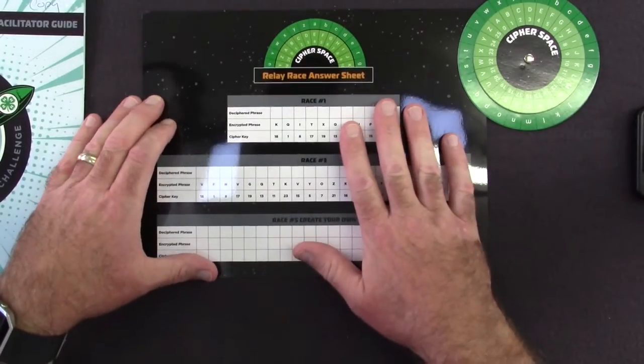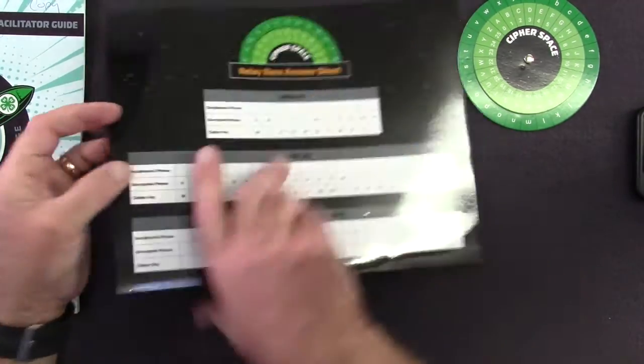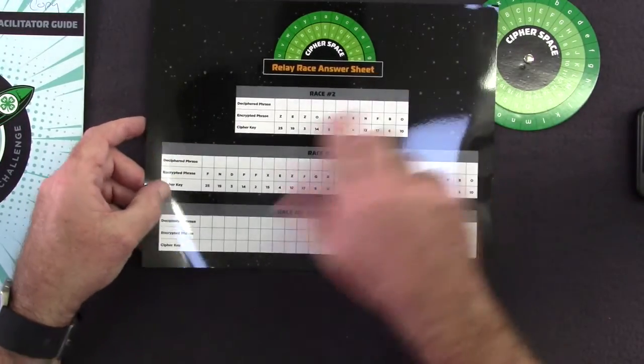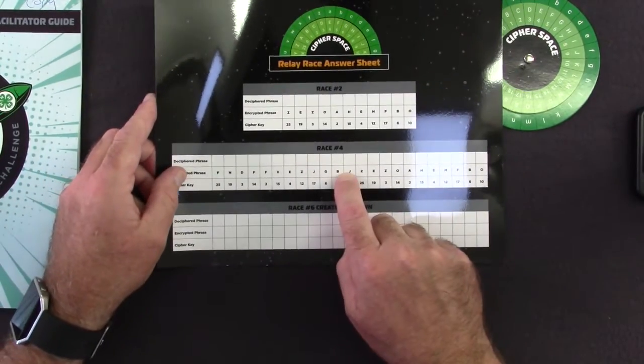Now, there's some activities to do with this one where you actually decrypt things, and the big activity with it is a relay race. The relay race answer sheet is right here. There are 4 different races. 1, 2 is on the back side, then you flip back over to 3, and race 4.